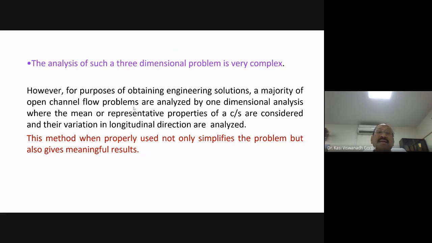analysis, where the mean or representative properties of the cross-section are considered and their variation in the longitudinal direction is analyzed. So you are taking only one direction, the longitudinal direction, trying to analyze along the longitudinal direction what are the changes that are coming up for the velocity, by making an assumption that the variation in the other two directions of the velocity components is neglected. This method, when properly used, not only simplifies the problem but also gives meaningful results, because we are making a justifiable assumption. The results are meaningful, and directly applicable to practical situations.